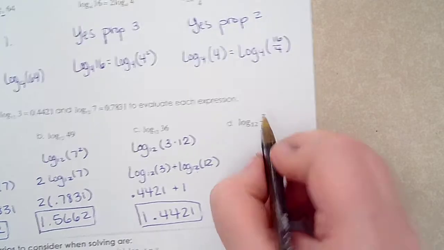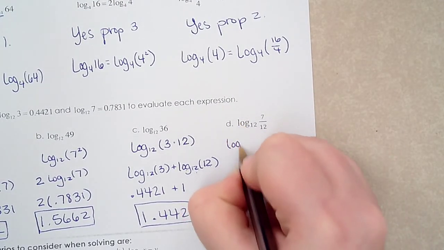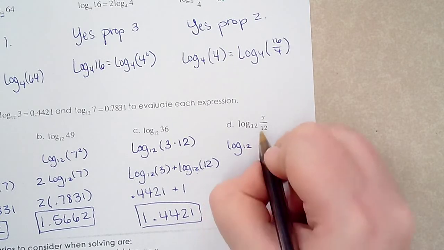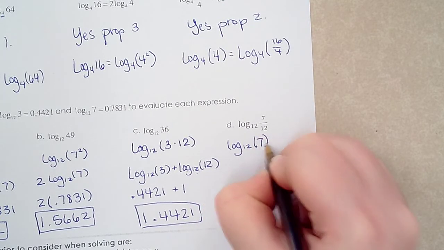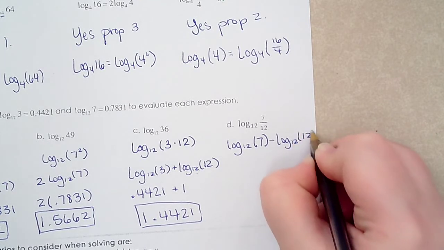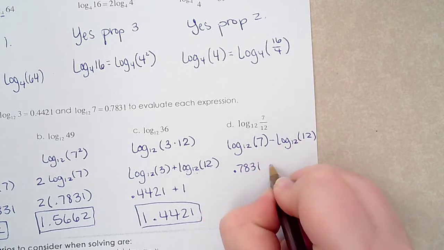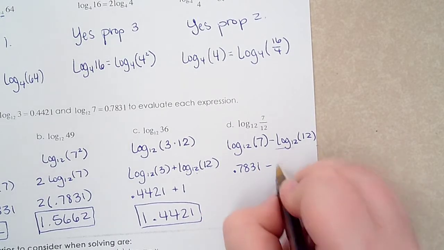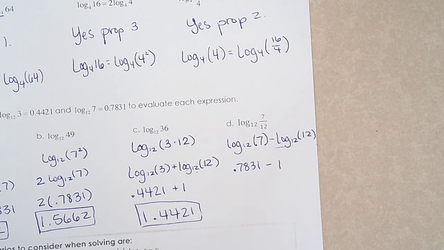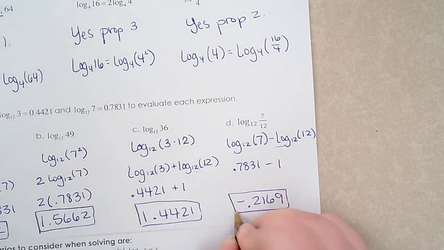All right, so this last one, division, that's going to be our second property. And we're going to say it's the same thing as log base 12 of 7 minus log base 12 of 12. And then we know those two as 0.7831 minus, that's based on our fourth property, it's just 1. Throw that in your calculator, you're going to get 0.2169.